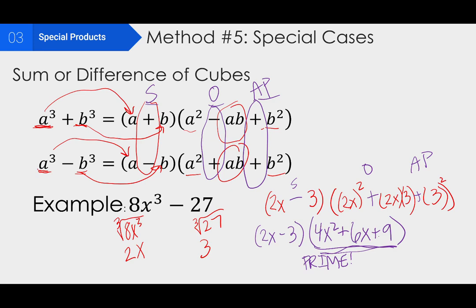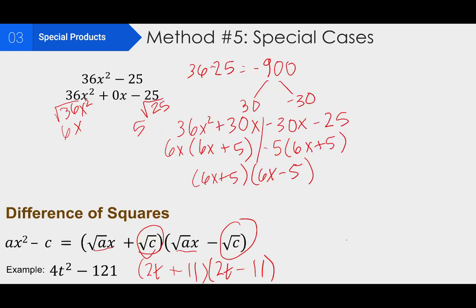Prime meaning it cannot be factored more. So if we did the AC method, 4 times 9 is 36. None of those factors are going to add up to be just 6 in the middle, and so we can't factor it anymore. Speaking of prime, let me go back one.